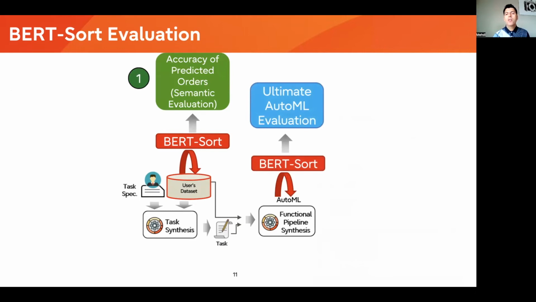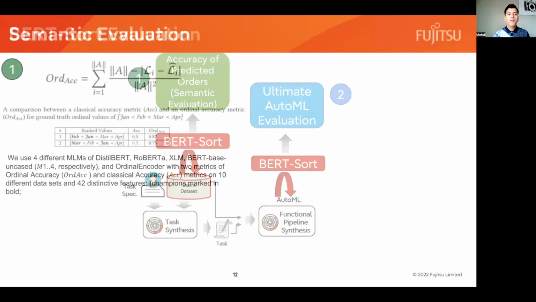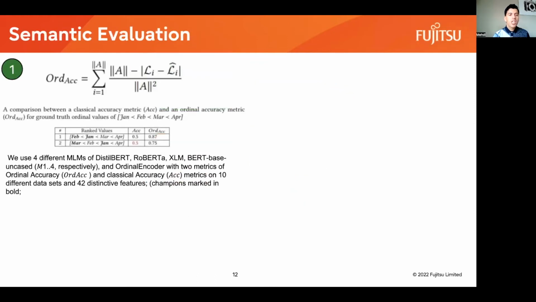In addition to BERT-Sort, we can have an ultimate AutoML platform improve the performance of the model when we train and use the encoded value. For one approach, we use the evaluation ordinal accuracy, which punishes errors by distance. For example, January, February is only one position away from the actual value, so it's going to have a better performance compared to a rank value. For example, March and January are 2 positions away from the actual value, so it's going to punish that by using this ordinal accuracy.